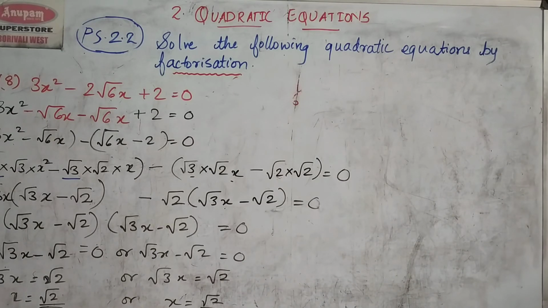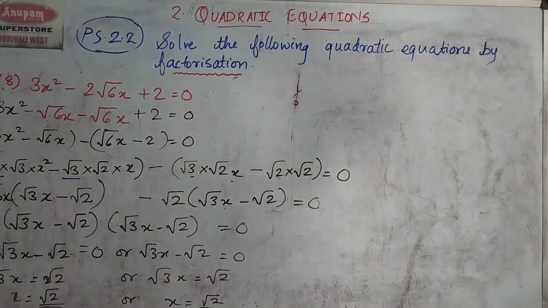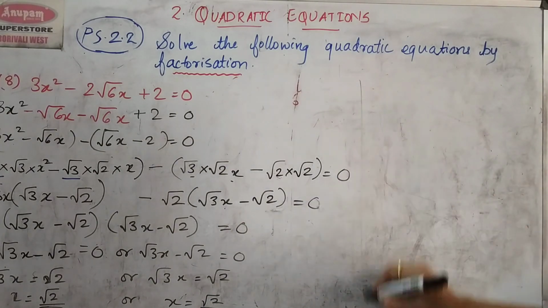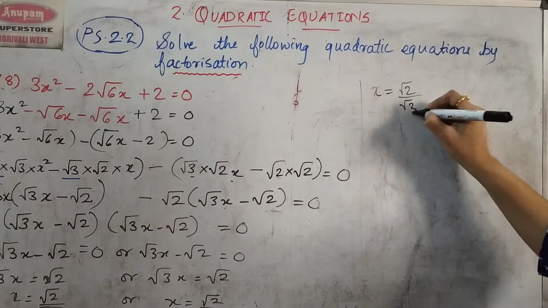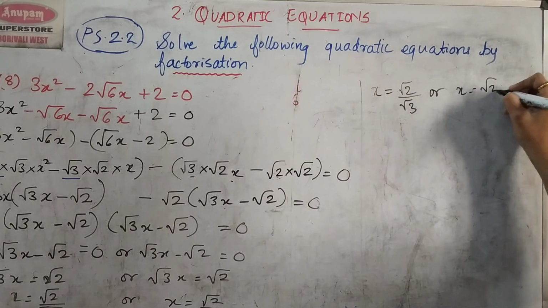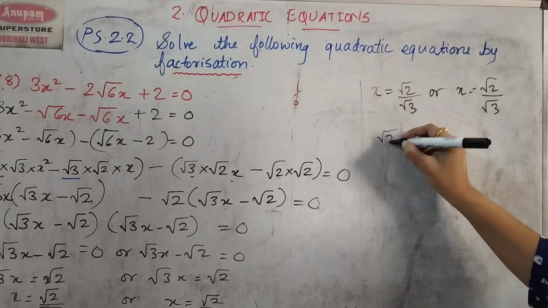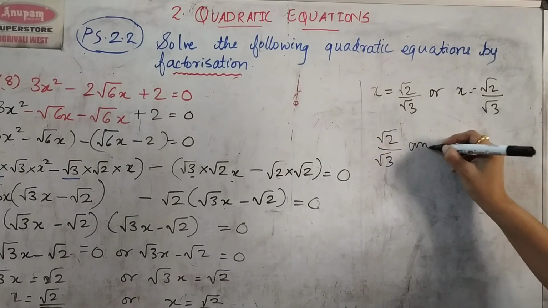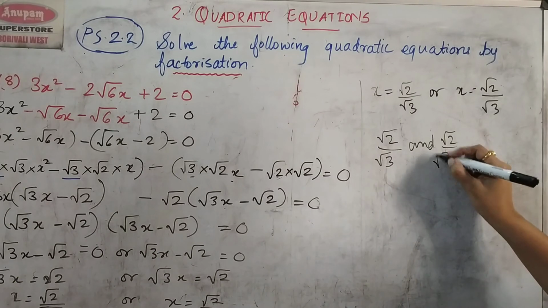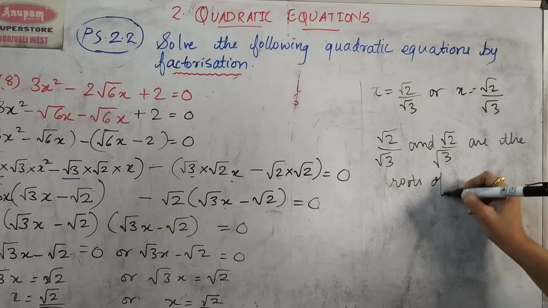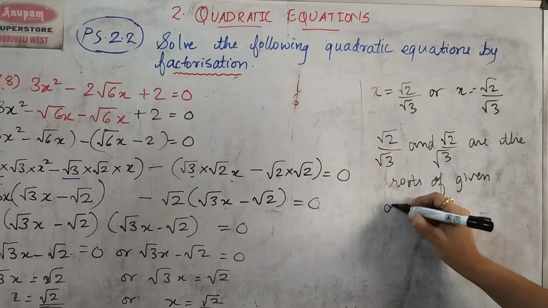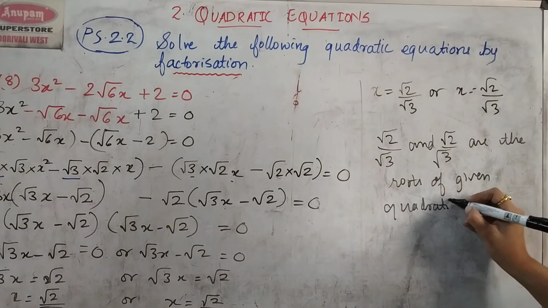So we'll write down the final statement there. Since we cannot see what is written there, I'll just write down that step here. x is equal to √2 upon √3 or x is equal to √2 upon √3. Therefore, √2 upon √3 and √2 upon √3 are the roots of the given quadratic equation.